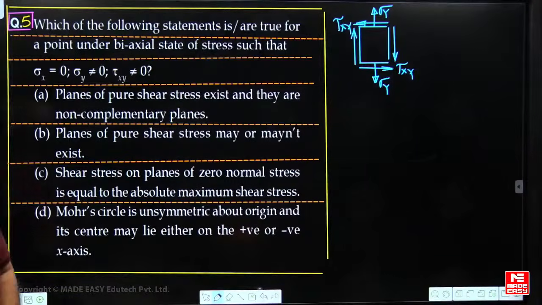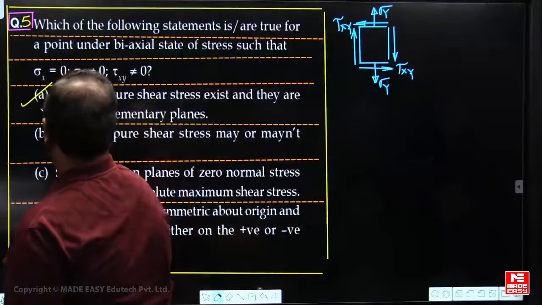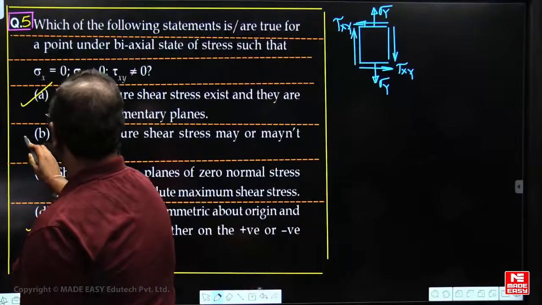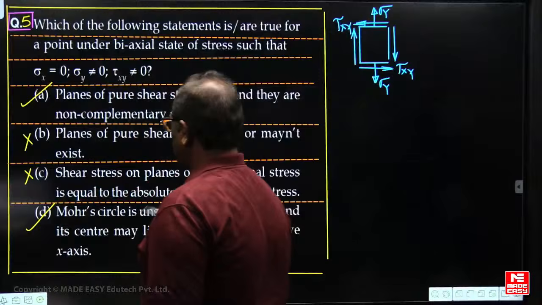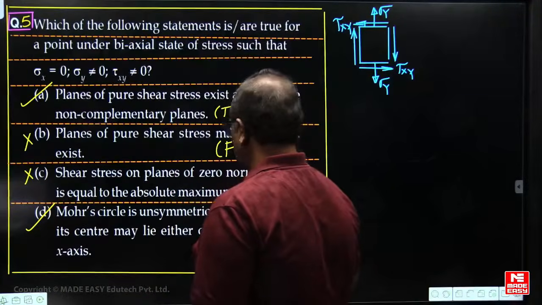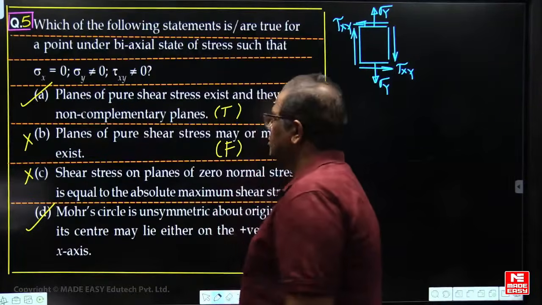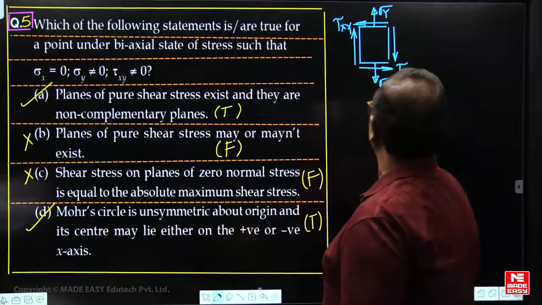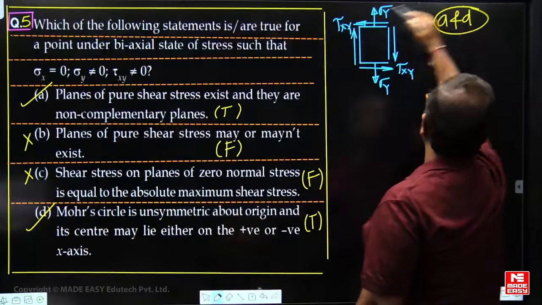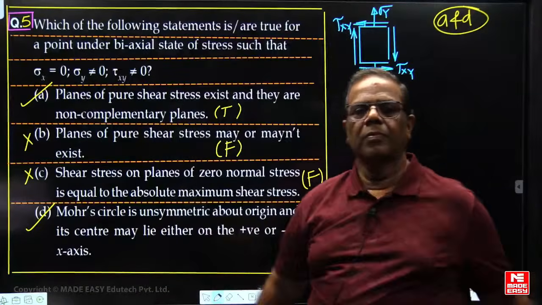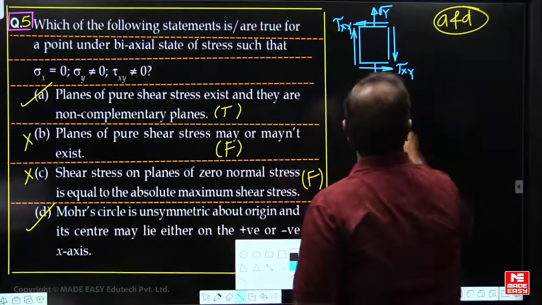So for this question, answer is what now? A and D. So this is true. This is false. This is false. This is true. The answer for the question is A and D. Obviously, this plane is about now plane of.